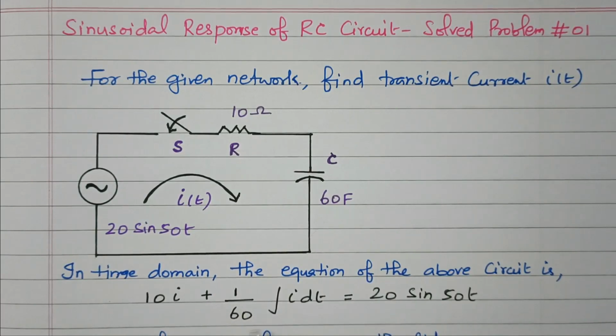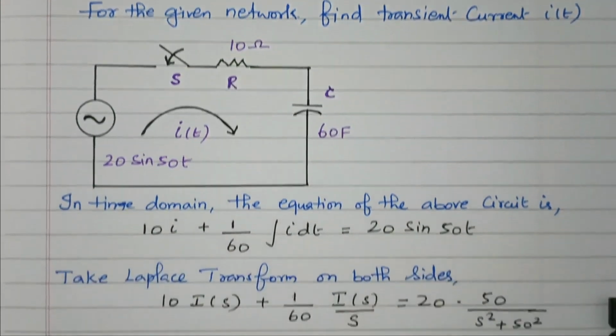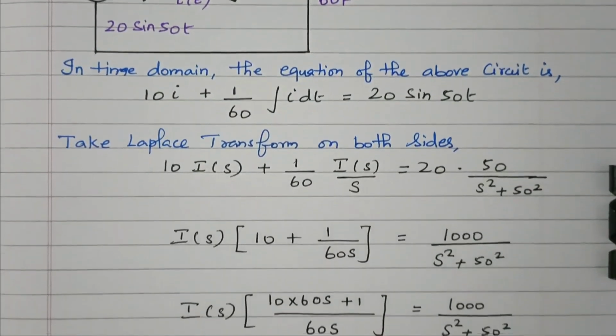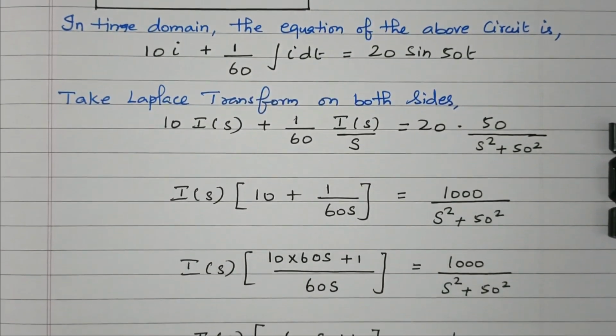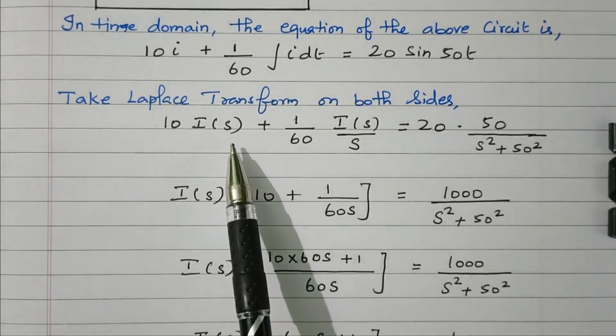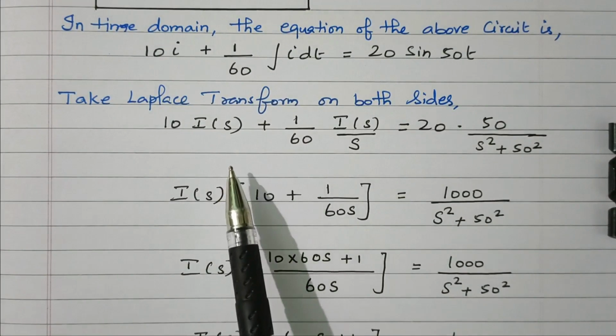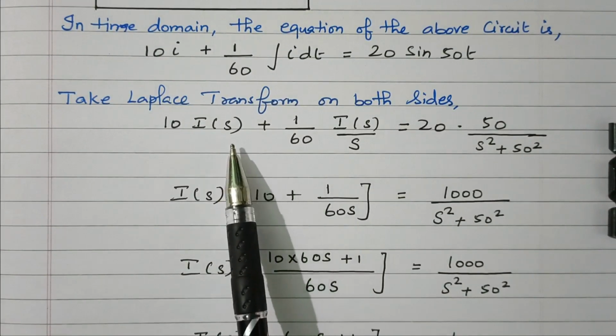So by using KVL we obtain the equation for the given circuit. Our aim is to find I of t. So we need to take the Laplace transformation on both sides in order to convert the t domain into the s domain. After simplification we need to take the inverse Laplace so that we will get the transient current.